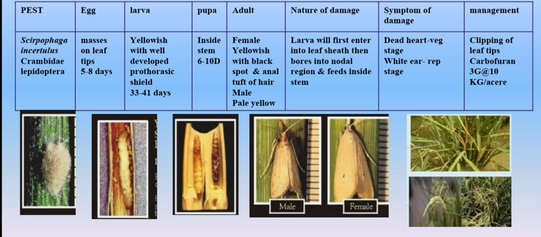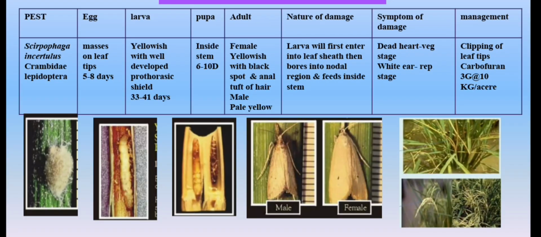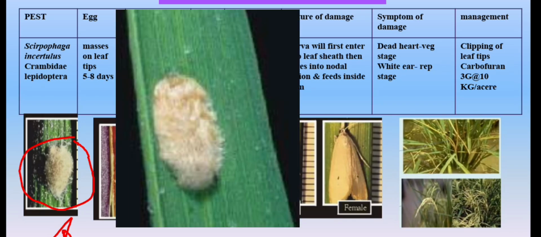So rice stem borer, see in this image, the eggs are laid in the form of mass or group. Here you can see in the image clearly. Here the eggs are laid in the form of egg mass, and these eggs are generally laid on the tips of the rice leaf. Suppose you think this is the rice leaf, these eggs are generally laid on the tip of the leaf, and these are laid in the form of mass or group which are covered by the hairs. You can see here these eggs are covered by the hairs like this.